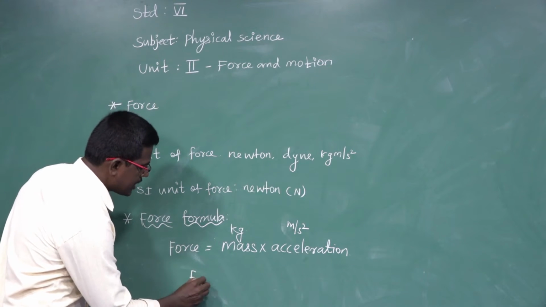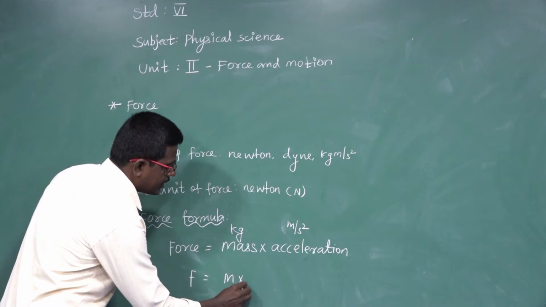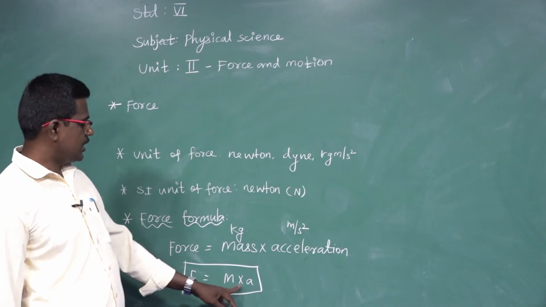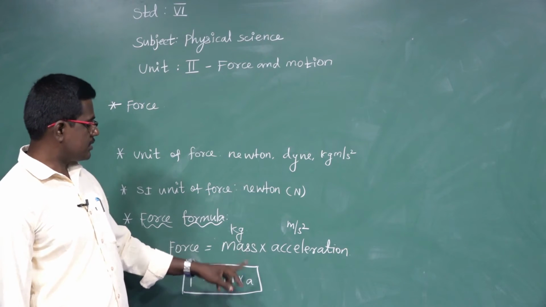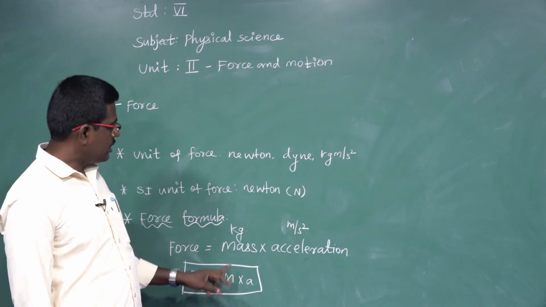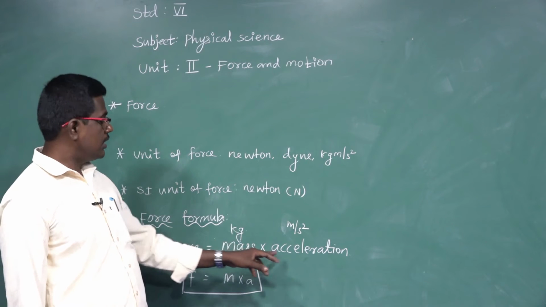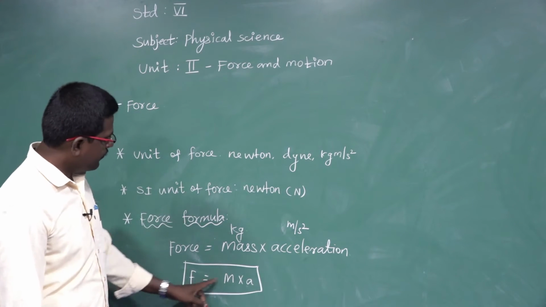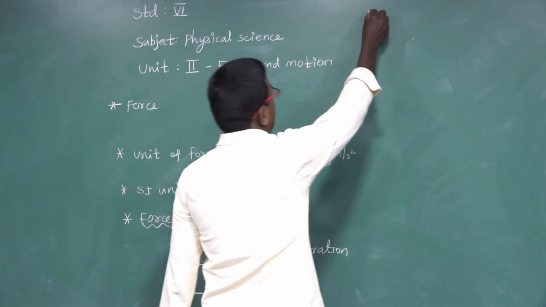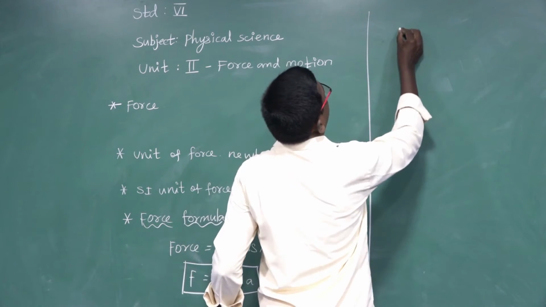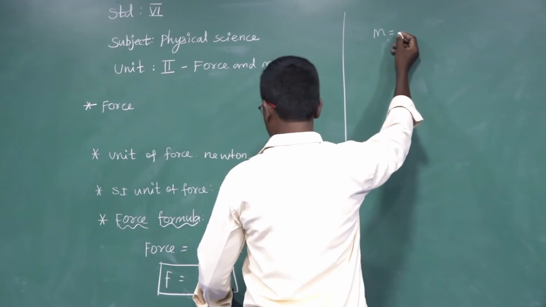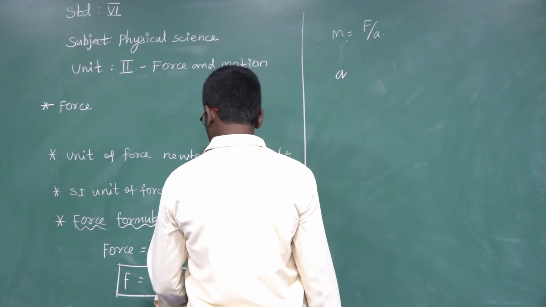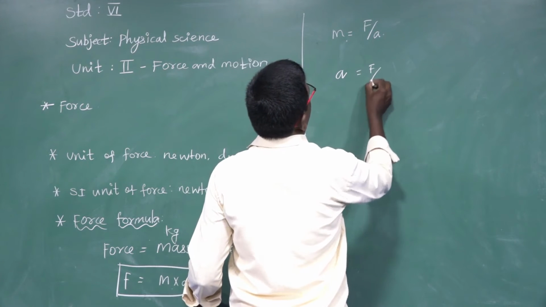The force formula is F equals m into A, where m means mass and A means acceleration. The unit of mass is kilogram and the unit of acceleration is meter per second square. Another formula, the mass formula, is m equals F divided by A. The acceleration formula is A equals F divided by m.